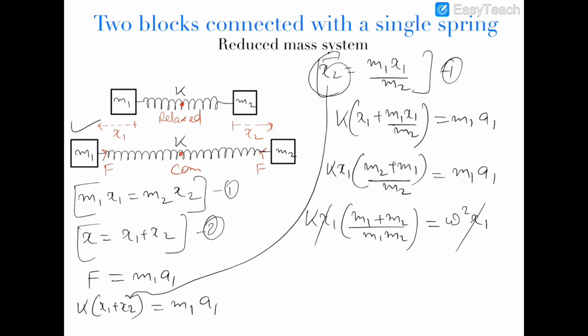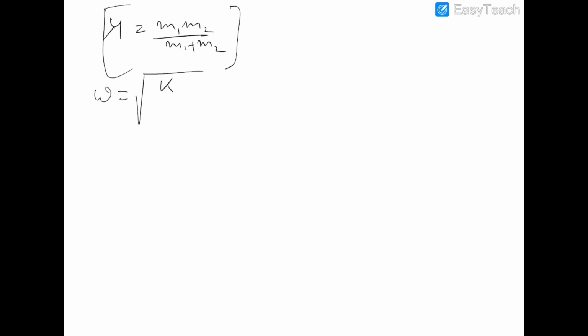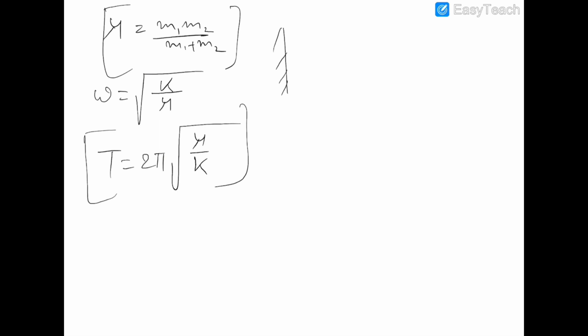This x1 is cancelled with x1, and omega is equal to under root of k divided by m1 m2 upon m1 plus m2. Now you can say that this complete term is equal to mu, and this mu is equal to m1 m2 upon m1 plus m2. So this system has an angular frequency which is equal to under root k by mu, and hence the time period of oscillation of this system is 2 pi under root mu by k. So this system is equivalent to a system in which a spring is connected to a block of mass mu, where mu is the reduced mass.